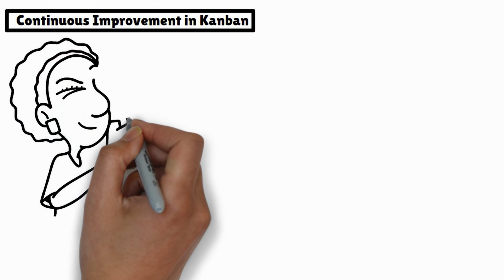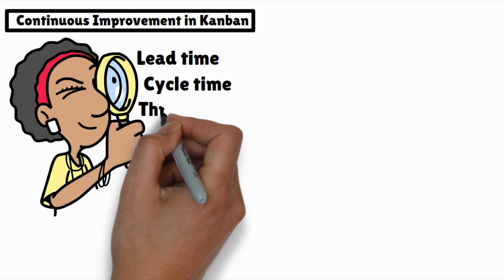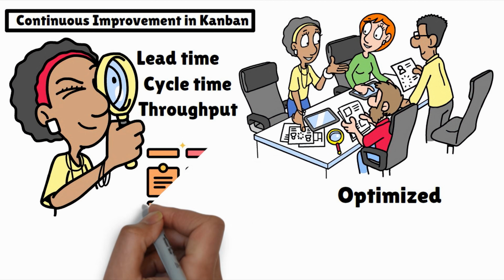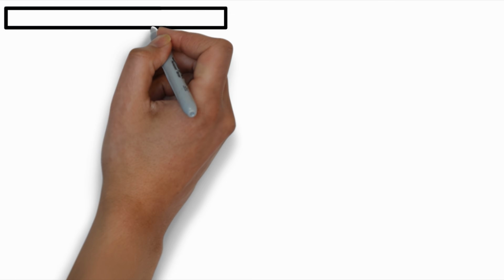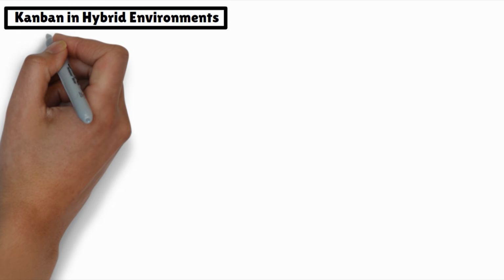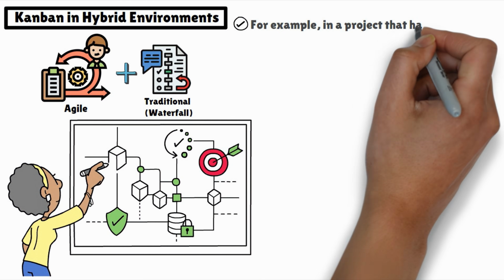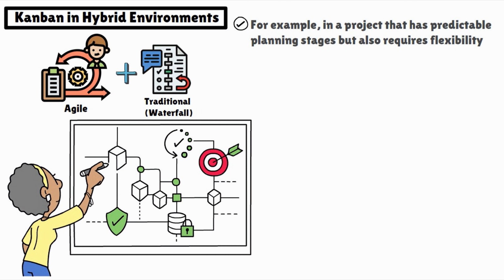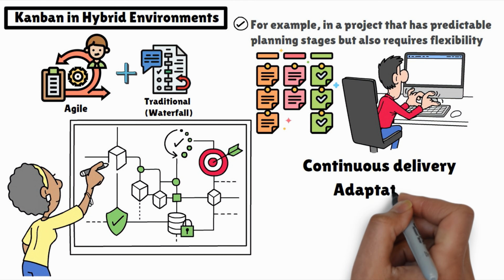Kanban fosters a culture of continuous improvement. By regularly reviewing metrics such as lead time, cycle time, and throughput, teams can identify and address inefficiencies. This keeps the workflow optimized and ensures that tasks move smoothly through each stage. Kanban also works well in hybrid environments that combine Agile and traditional project management methods. For example, in a project that has predictable planning stages, but also requires flexibility, Kanban can be applied to manage specific workflows that need continuous delivery and adaptation.